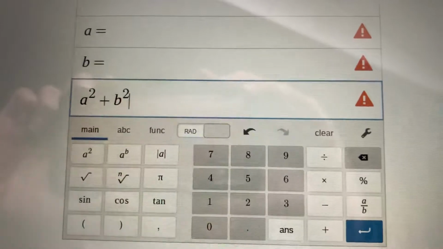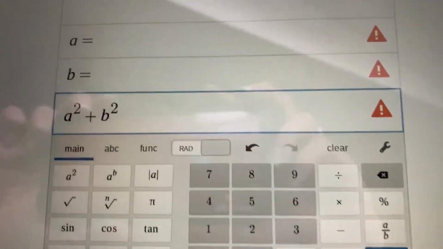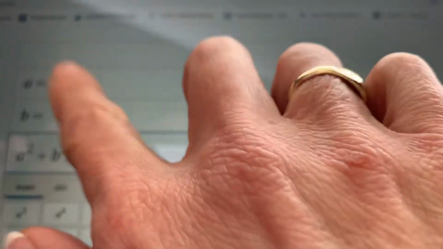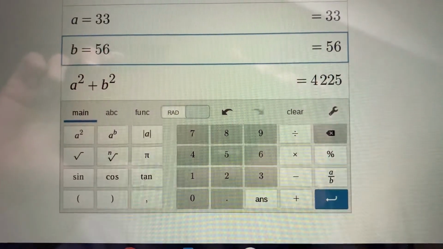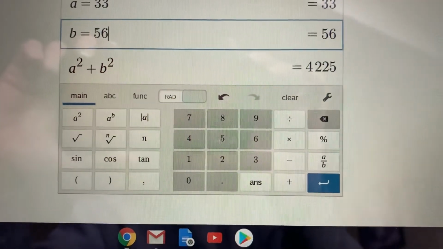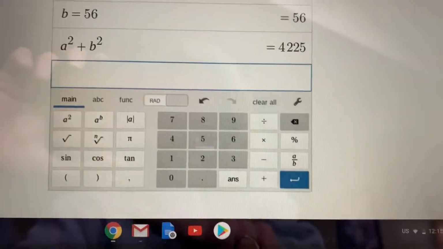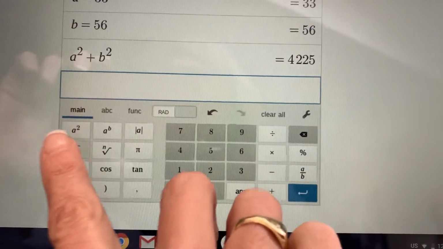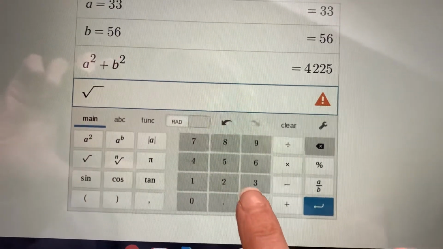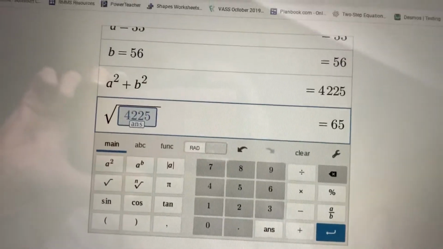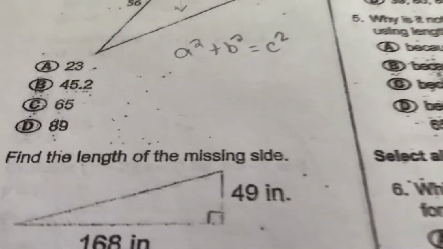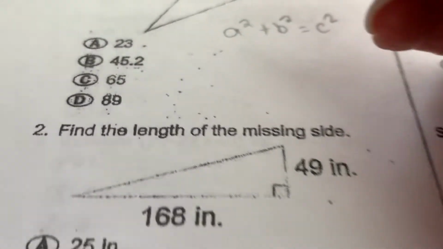And so number one, our two legs are 33 and 56. So I'm going to go back up here. I'm going to type in 33. Then I'm going to type in 56. And we get 4,225. But now we have to take the square root of that. So I'm going to go down here, hit enter, and hit the square root of my answer. And that gives me 65. And if I look at my answer choices, I can see that I have C, 65.